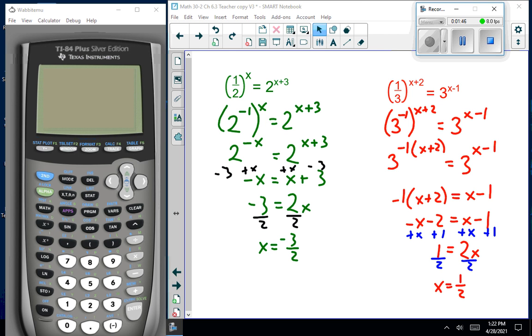Okay, welcome back. Now, 2 to the minus x, that's the green one on the left, equals 2 to the x plus 3. So I cancel my bases and I'm down to my exponents. Minus x equals x plus 3. And what I did, I decided to put all my x's on the right, all my numbers on the left.